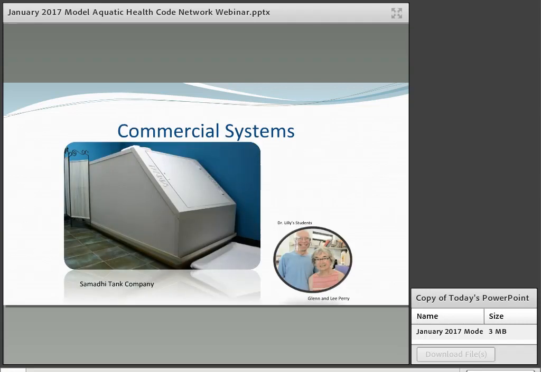Could we advance, please? Outstanding, thank you. Okay, so this is the first commercially available flotation system for the general public. It's called Samadhi. The Samadhi Tank Company was founded and still is run by Mr. Glenn and Ms. Lee Perry. They're in California. They were actually students and friends of Dr. Lilly's. So Dr. Lilly had his hand in developing this commercially available system. Again, it's evolved a little bit. The salt concentration has changed over time.